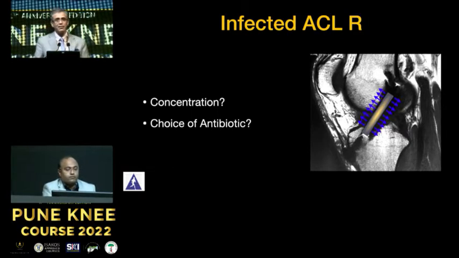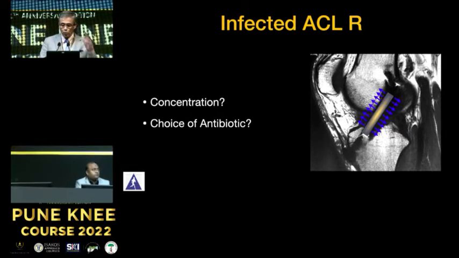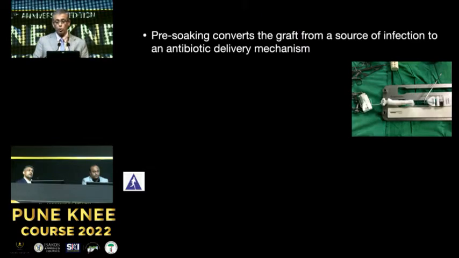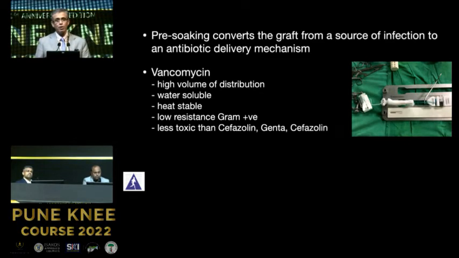Yes, so I think vancomycin is probably the go-to drug of choice when we're looking at pre-soaking the graft, when we're doing any of these primary procedures, and obviously when you're doing a revision, that is what you would want to do as well, because pre-soaking will convert your graft from a source of infection to an antibiotic delivery system, to be very honest. And vancomycin is preferred for all the reasons. It's water soluble, it's heat stable, and it's got low resistance against gram-positive. So that seems to be the graft of choice.